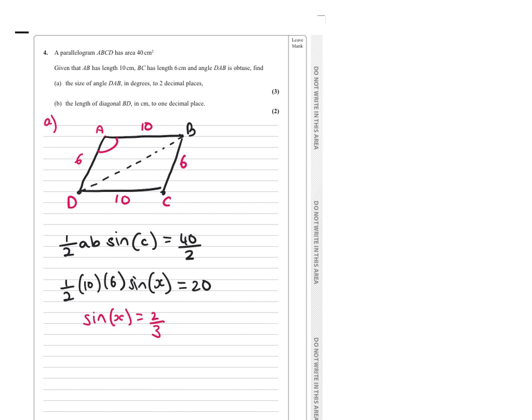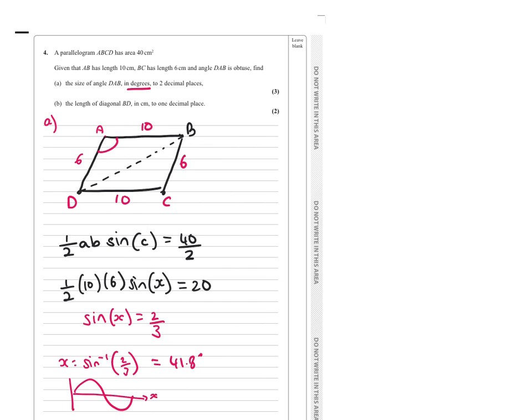Okay, if I find what X equals, they want it in degrees, so make sure your calculator's in degrees. So X equals sine inverse of 2 over 3, which is going to give us 41.8 degrees. Okay, first of all, 41.8 is not obtuse. So we need to use our knowledge of the sine graph and symmetry.